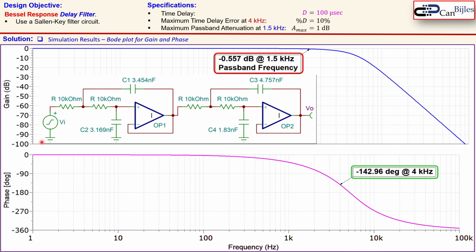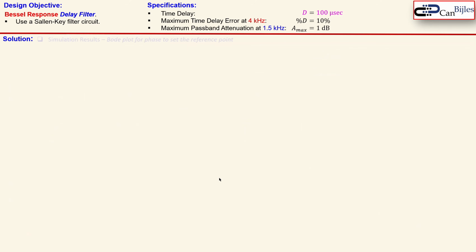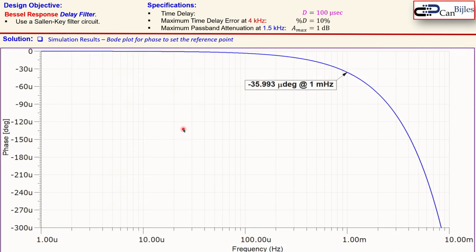This is also the circuit we have designed. You see also the component values C1, C2, C3 and C4. Okay, so this is indeed as we wanted for our passband attenuation specifications. Looking now at the simulation result also for the Bode plot, first we start with the phase to set the reference point. I will clarify this in more detail in this plot.